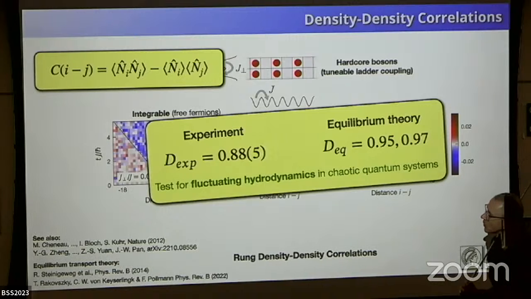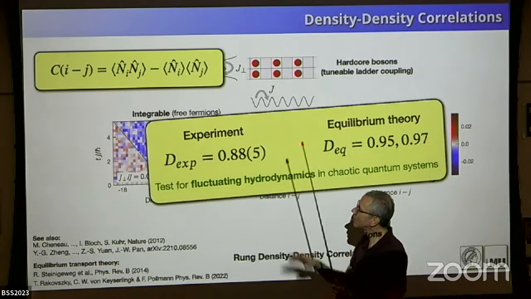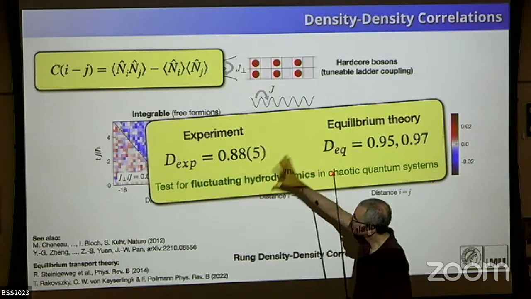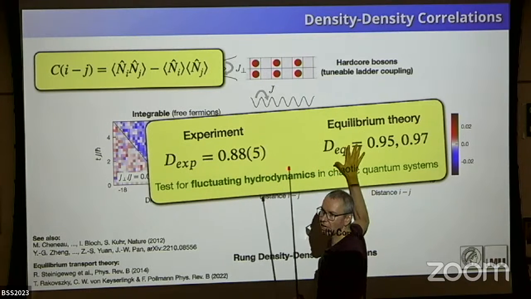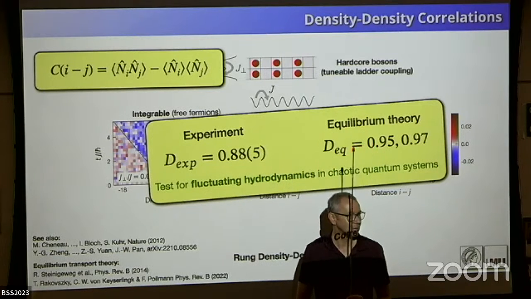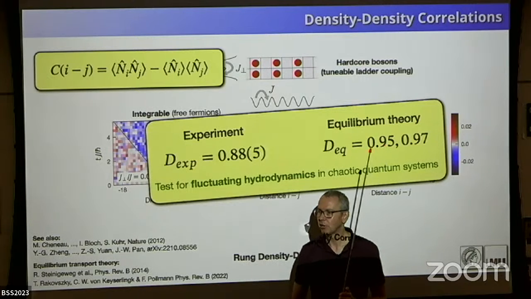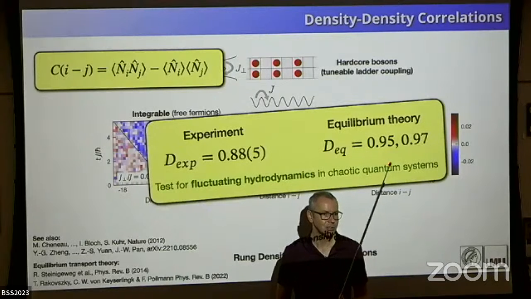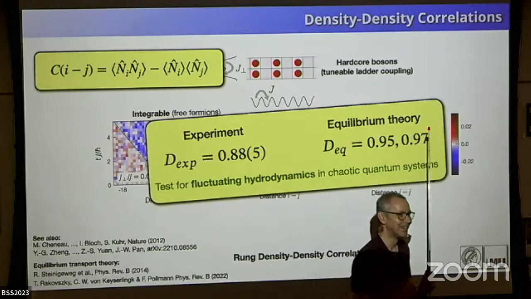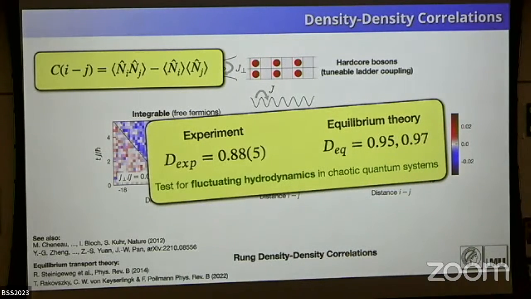And I think what's also interesting is that if this mapping holds, we can measure equilibrium diffusion constants, which are very hard to calculate for chaotic quantum systems, via strongly out of equilibrium dynamics, which gives us a strong signal in the experiment. So we can really measure something useful.